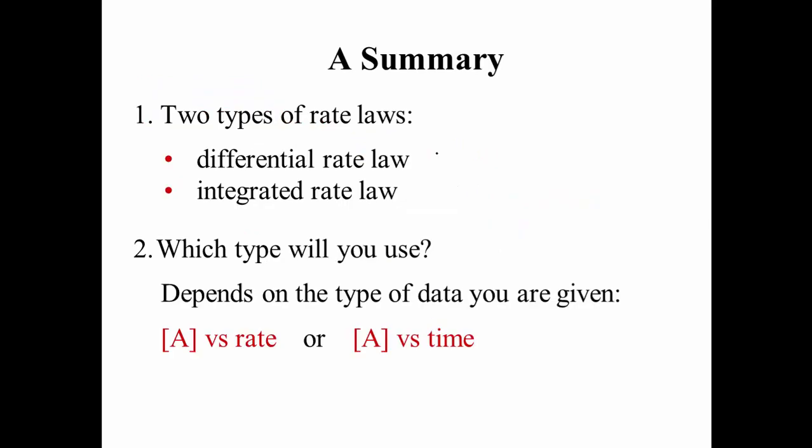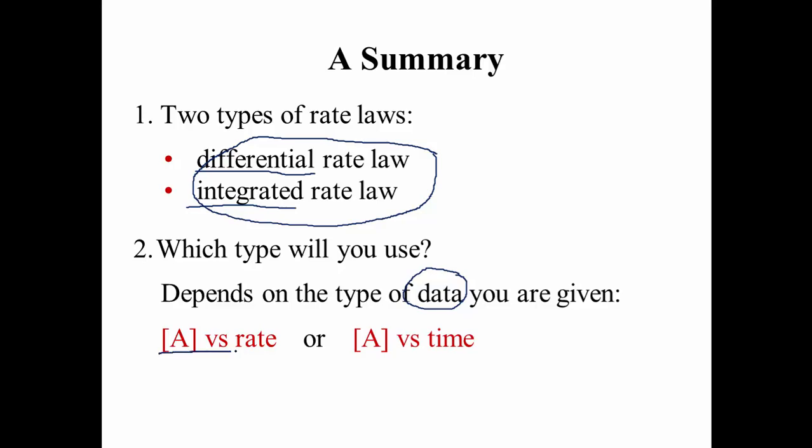In your previous videos, we looked at the two types of rate laws: differential rate law, which is just the method of initial rates, and your integrated rate law, which requires a graph. Which type you use depends on the type of data that you're given. If it's concentration versus rate, it's method of initial rates, or what is often called the differential rate law. And if it's a graph, then it's going to be concentration versus time, and that's going to use the integrated rate law and will require a graph to analyze it.